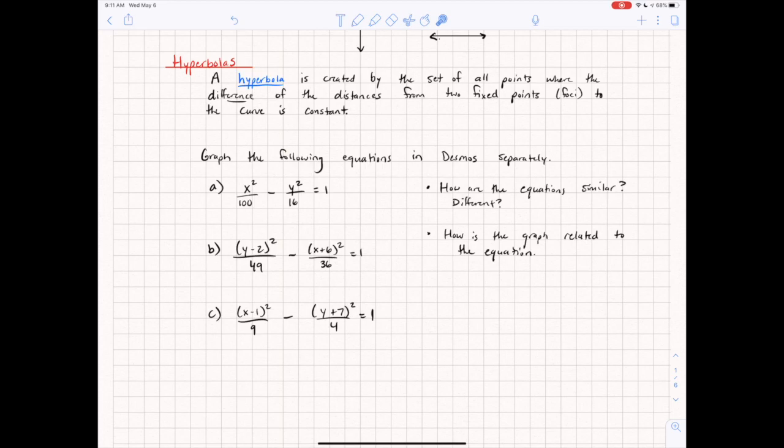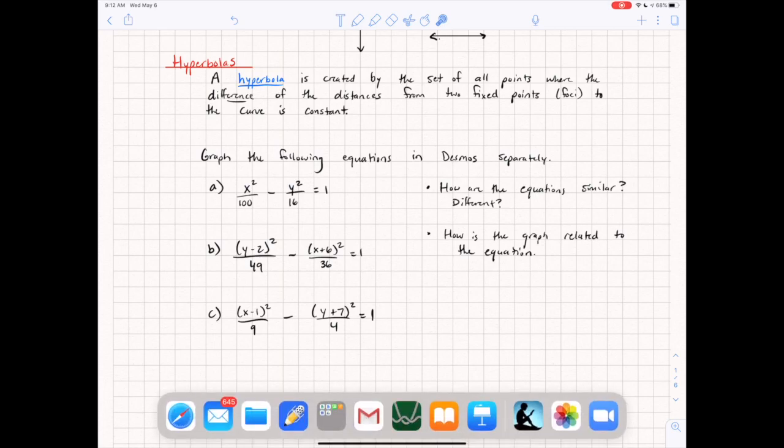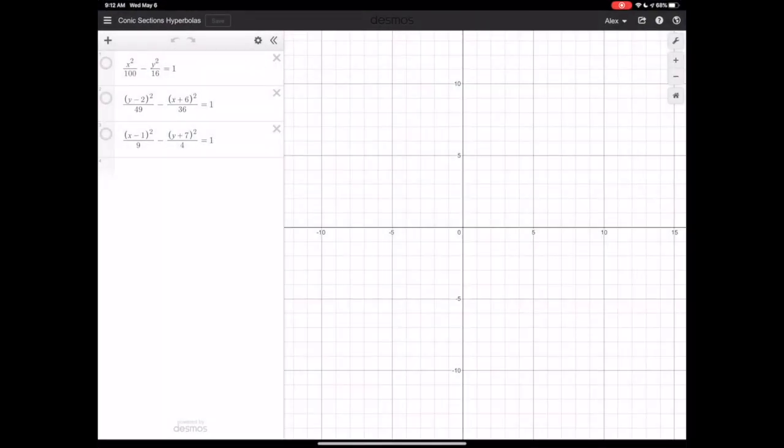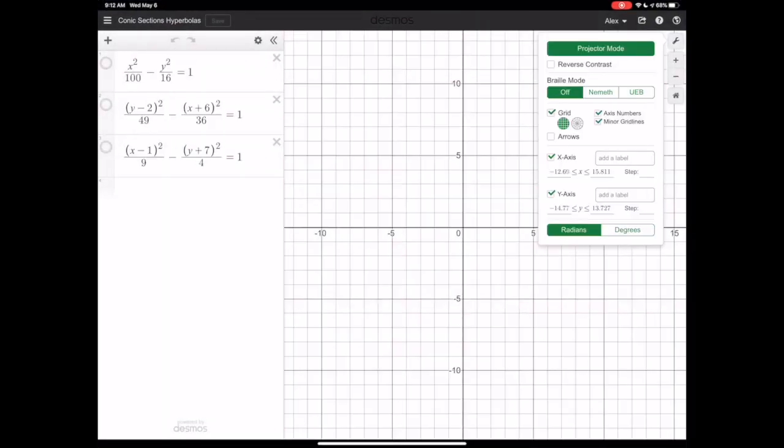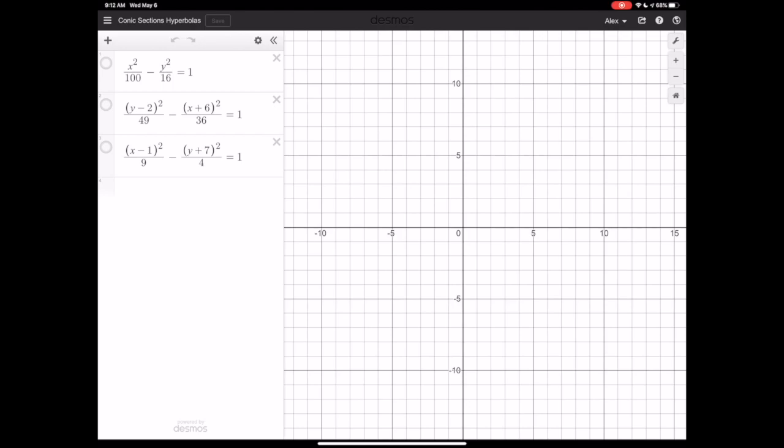I'm going to open up Desmos in this video. I would encourage you to try this first on your own and then play with these graphs, but I will walk through and talk about these. So I'm just going to open up Desmos, and you'll see I've got the graphs there on the left-hand side. I'm going to go into projector mode, and let's graph the first one.